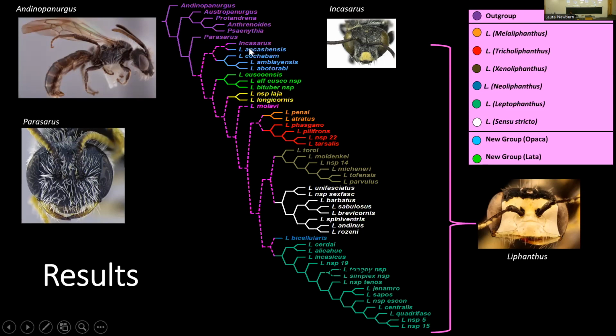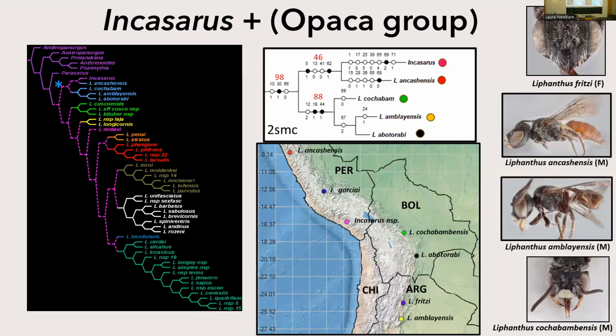So moving this Liphanthus species to Incasaurus is the most sensible thing to do at this point. Now, just as a brief detail about this clade, these are the species that would be moved to Incasaurus. This tree here is just the same, starting from this star, and we have annotated synapomorphies and added bootstrap support for groups. So Incasaurus is here, and this clade here with strong support, I am calling the Opaca group just for the sake of this presentation.